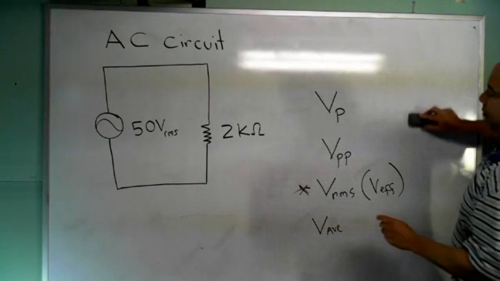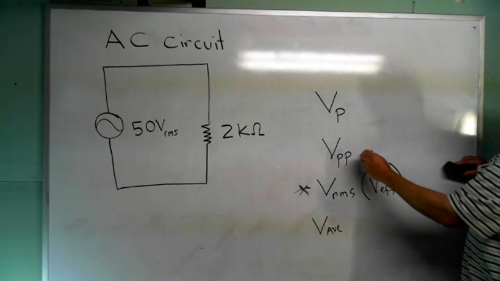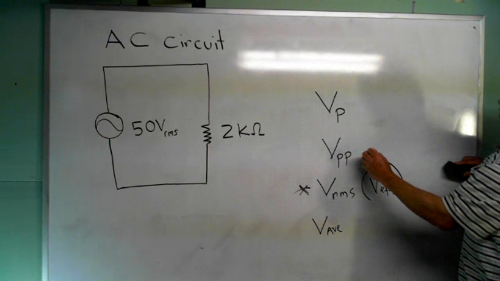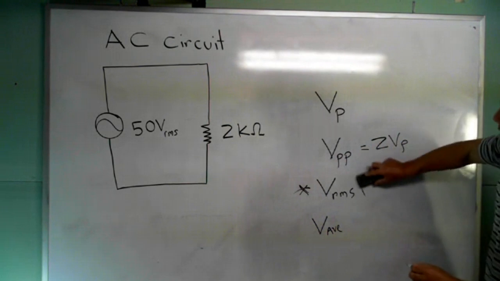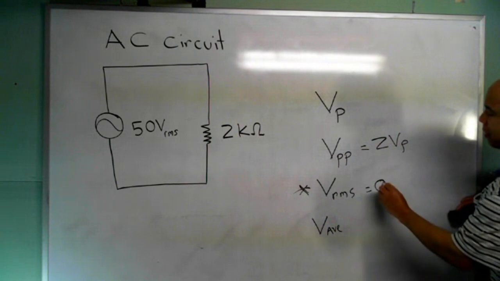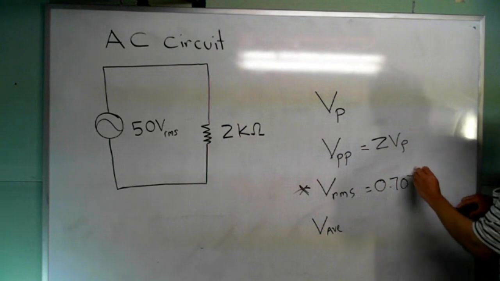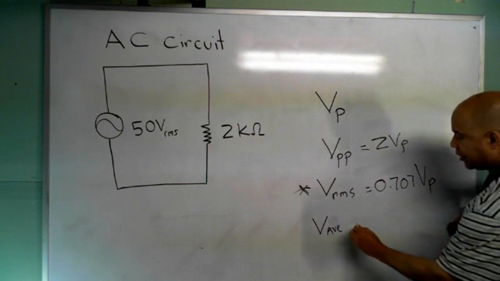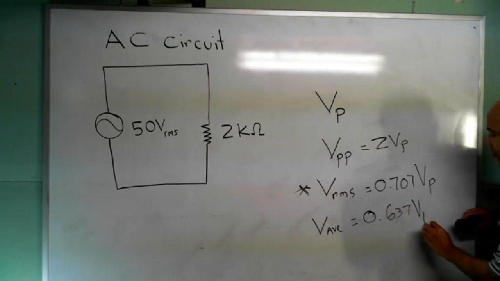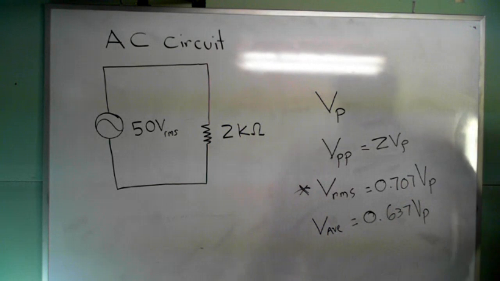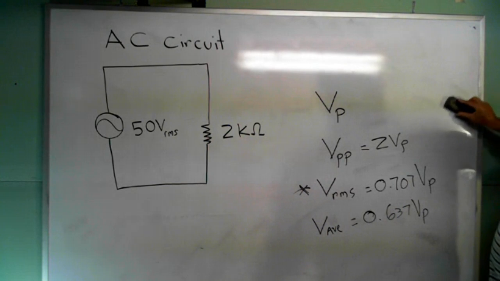Once you get the peak value, all of these other ones are calculated in terms of the peak value. The peak to peak would be twice the peak value. The RMS would be 0.707 times the peak value. And the average would be 0.637 times the peak value. So we talked about these equations. I don't think we use them a whole lot, but we talked about it.